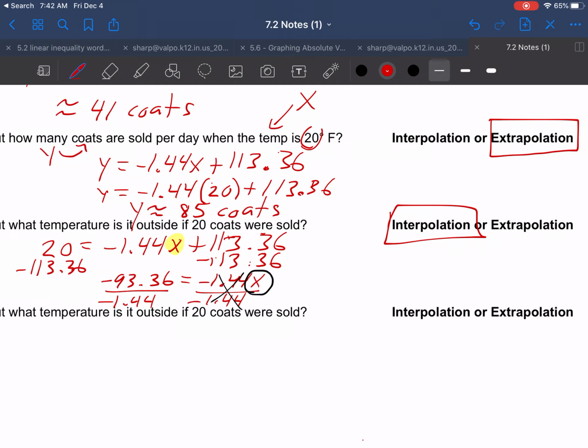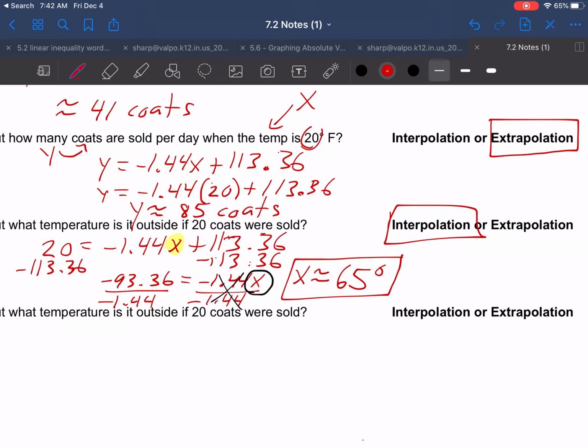It looks like it's going to be about, what is that, 64.8 I got. So let's round it, about 65 degrees or so. Okay, so it's about 65 degrees or so.